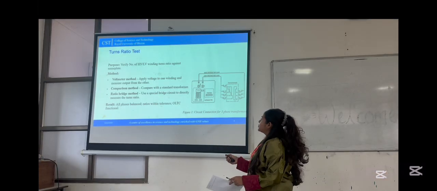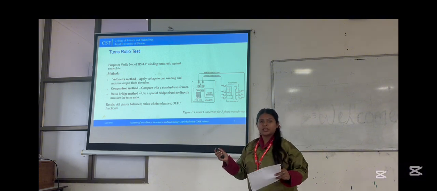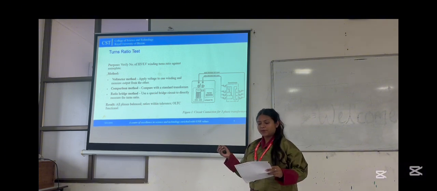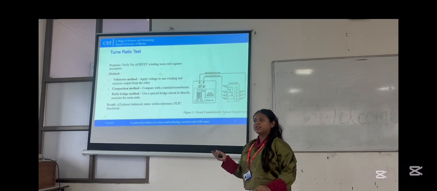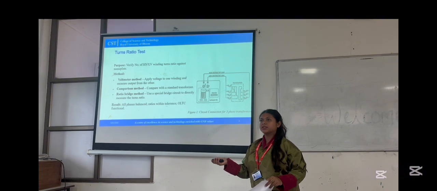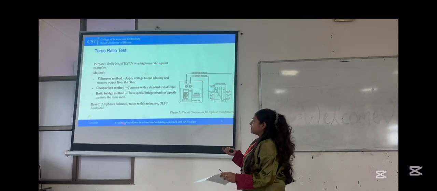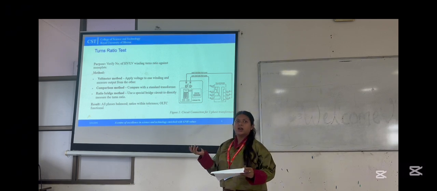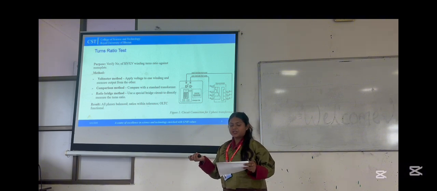For the ratio bridge method, it is an instrument that balances the voltage ratio between windings using an internal bridge circuit. It gives the digital and analog turn ratio, and it can detect polarity, phase shift, and tap changer issues.